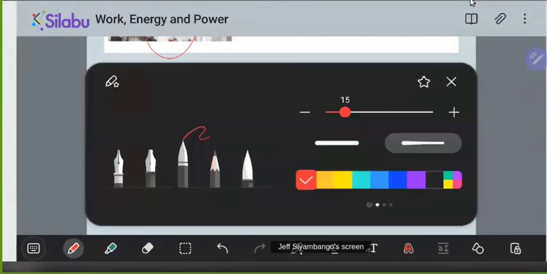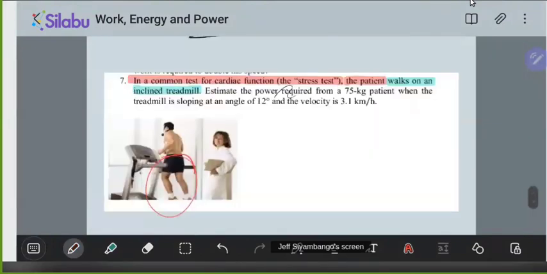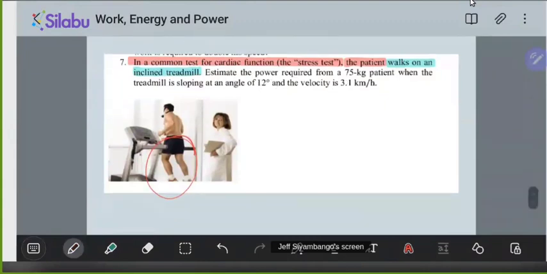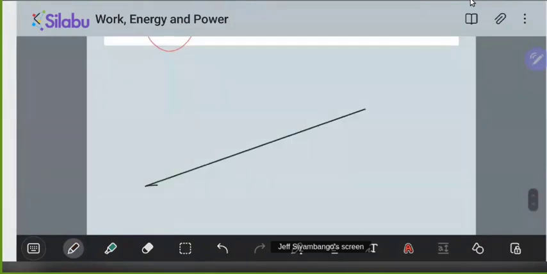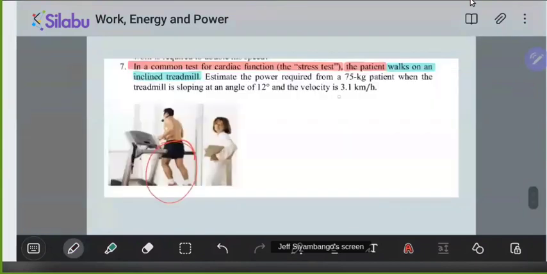Now, what is happening here? They're saying that we estimate the power required for a 75 kg patient when the treadmill is sloping at an angle of 12 degrees and the velocity is 3.1 kilometers per hour. So what are they saying? The slope created by the treadmill, or by this inclined plane, is 12 degrees. That's one thing. Apart from that, what else are they saying? They're saying that the speed is set to 3.1 kilometers per hour.